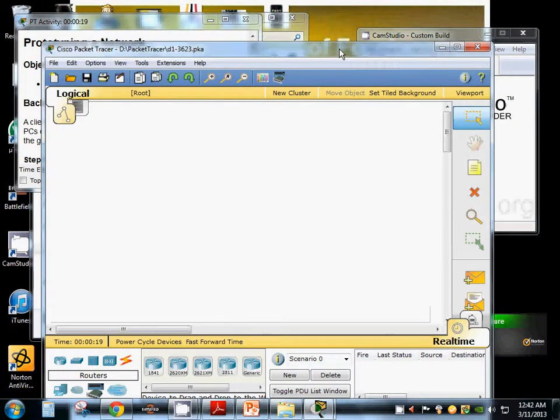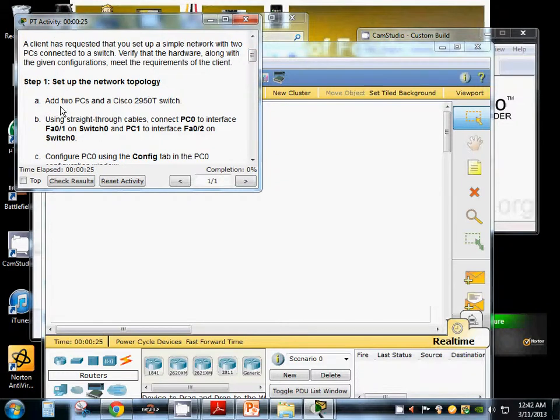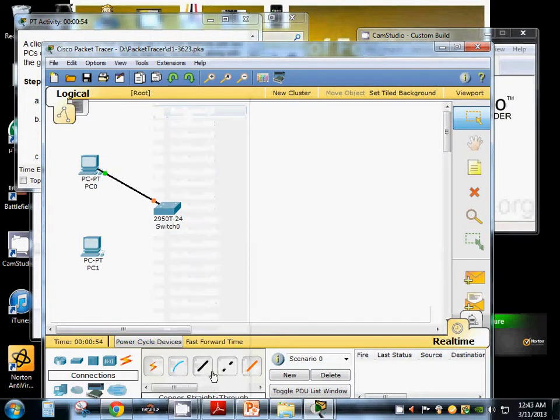We're going to start just by prototyping a network, and this basically walks you through the process. We're going to add 2 PCs and a Cisco 2950 T-switch. So we grab our PCs here. We go to our hubs, Cisco 2950 switch rather. I'm going to place that on, and then we're going to get connectors, and these are copper straight through, like the Cat5 I showed you earlier, and you connect them over the fast Ethernet to your switch, and it'll tell us once it's connected with a green light.